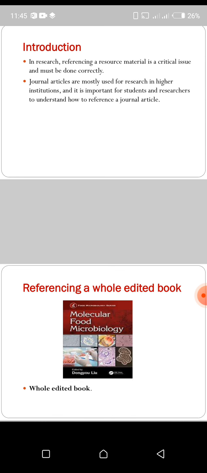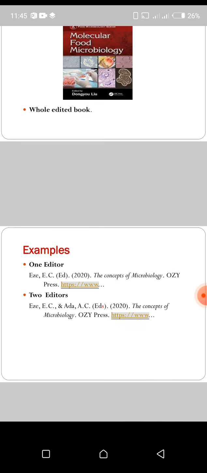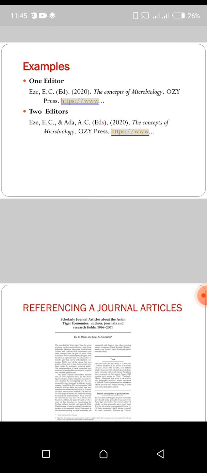In the last lesson, we learned that a book can be grouped into a whole authored book and a whole edited book. Today, we shall learn how to reference a whole edited book. The only difference between the whole edited book and whole authored book is that in an edited book, you have to indicate that the book is an edited one. Let's look at the following examples.